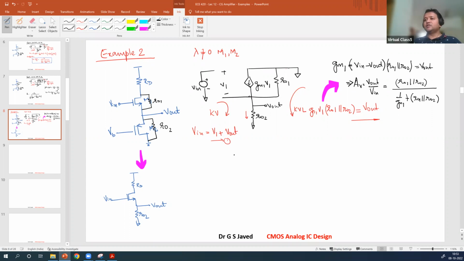So what did you learn? This 1 over GM1 is only present in this, coming from the impedance that you're looking at here. And this is also a ratio of the impedances only. So the GM1 factor does not play much role. If R1 parallel with R02 is a very large value compared to 1 over GM, then the effective ratio is 1 itself. It will be like a voltage follower circuit. So gain will be almost equal to 1.